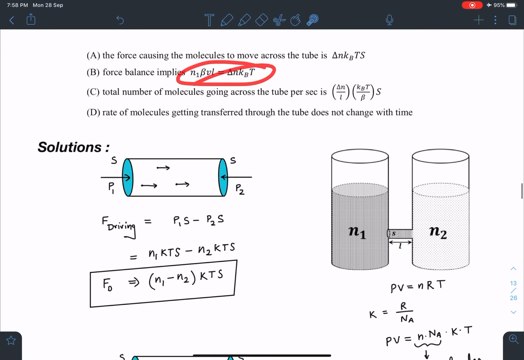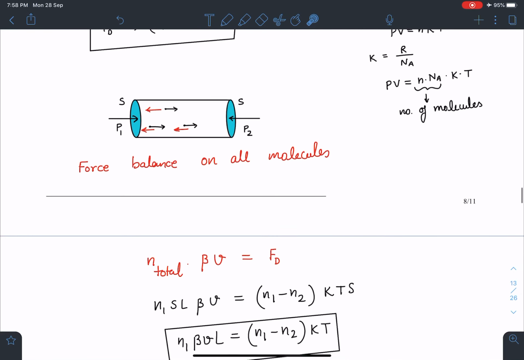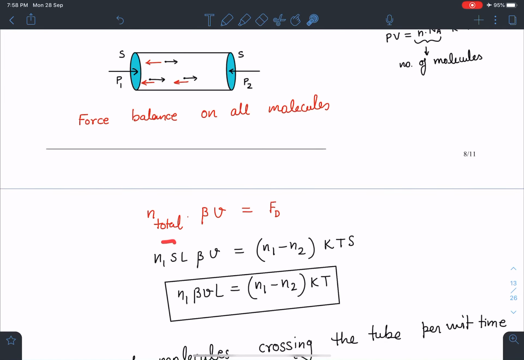Force balance means on each molecule, if you see, there is a force of beta V. So this pressure difference force must be balanced by total viscous force. So N total into beta V is equal to F driving, which is causing the diffusion. So when I substitute the values here, N1 is the concentration, in the volume of A into L, and beta V is the viscous force. So this is going to be the total viscous force here.